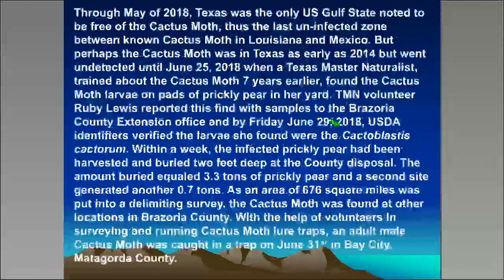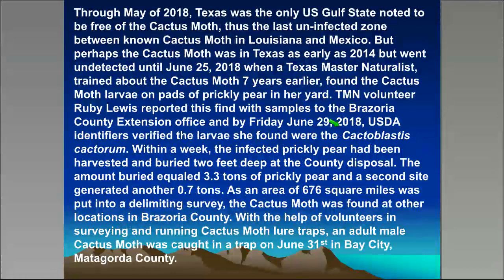It's in the Americas, and the cactus moth was used as a biological control agent in Australia in the 1920s and South Africa in the 1930s. So through May of 2018, Texas was the only U.S. Gulf state noted to be free of the cactus moth, thus the last uninfected zone between the cactus moth in Louisiana and Mexico.